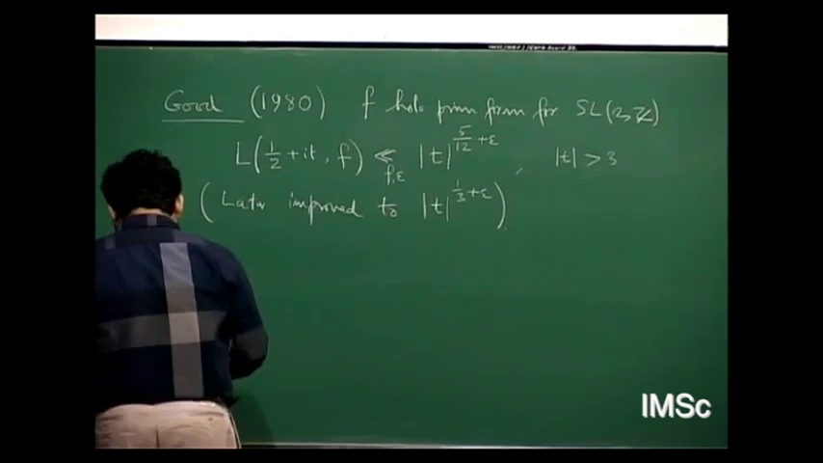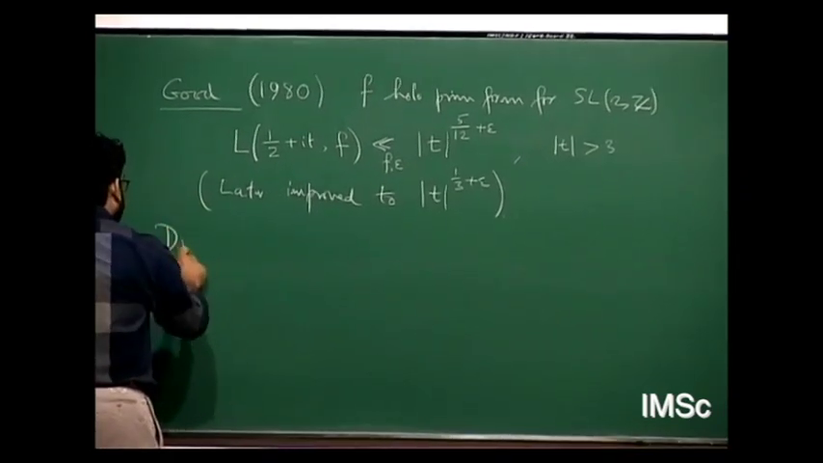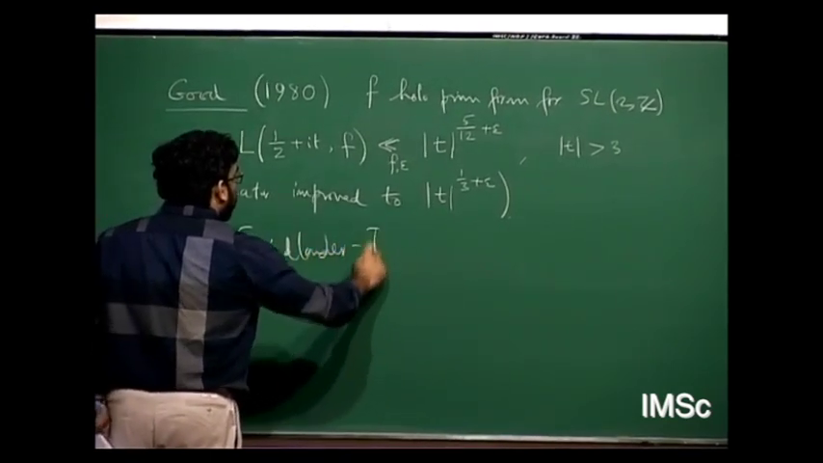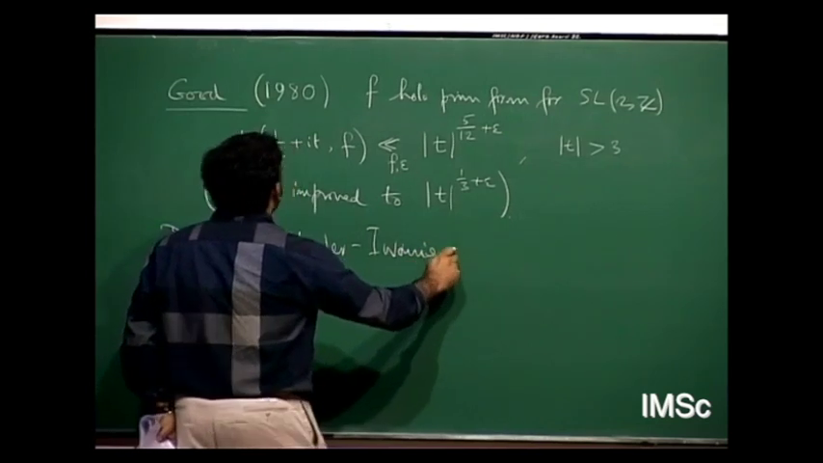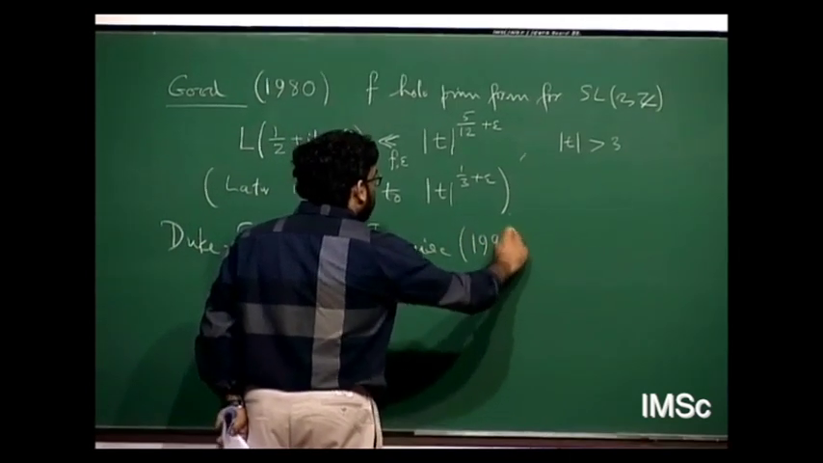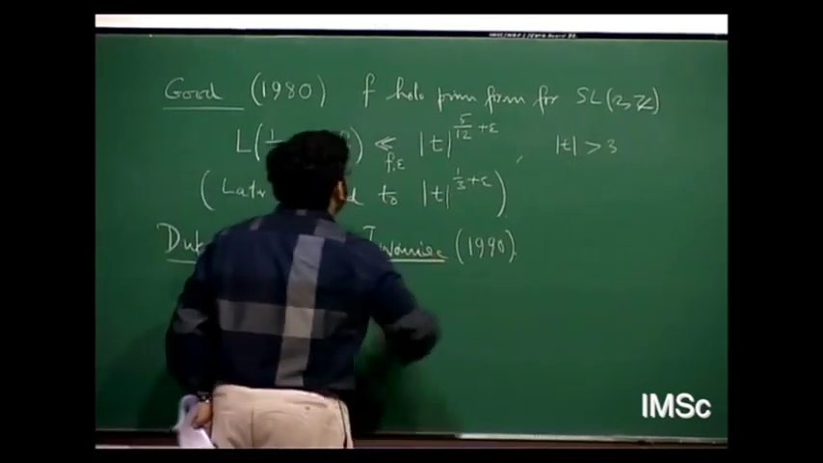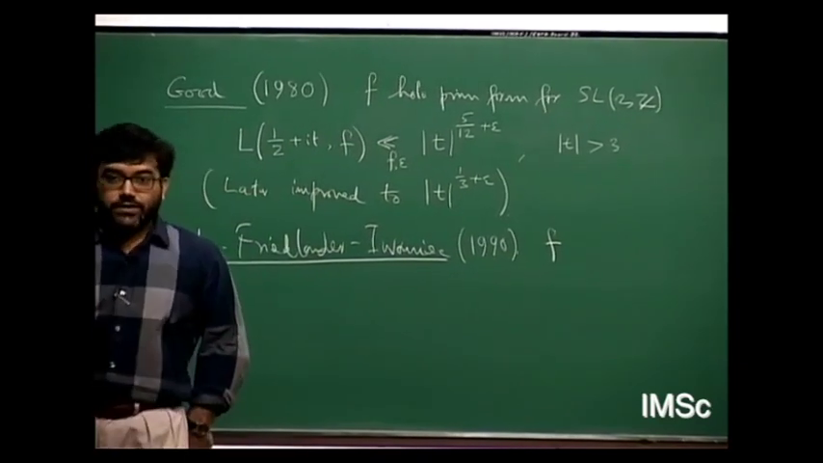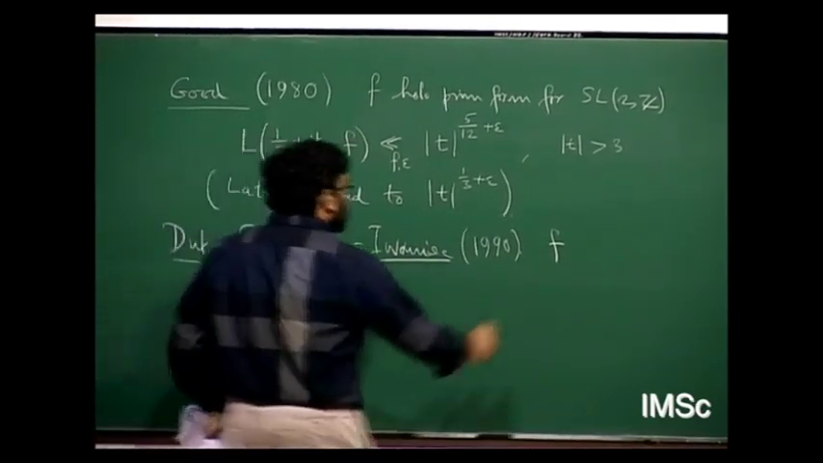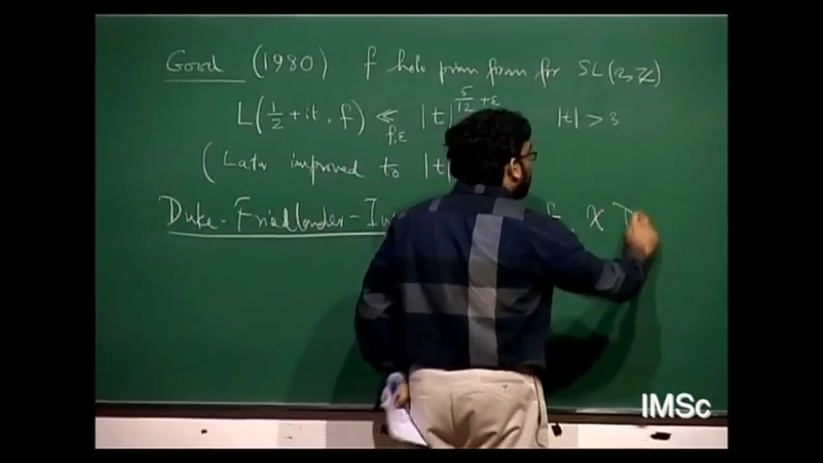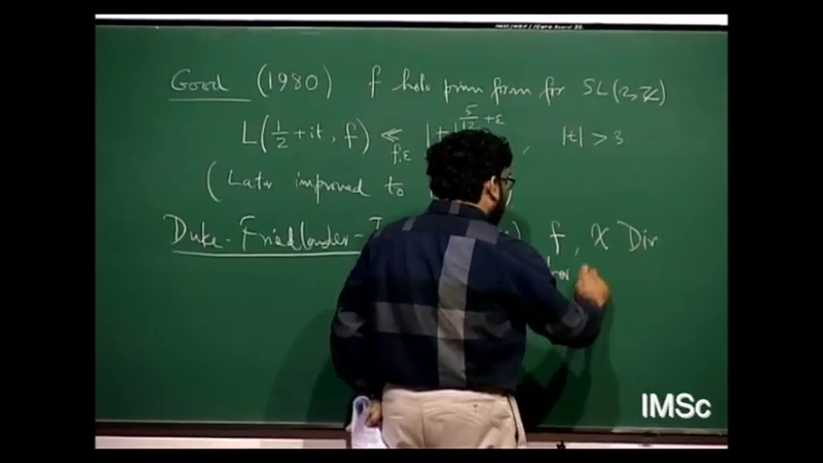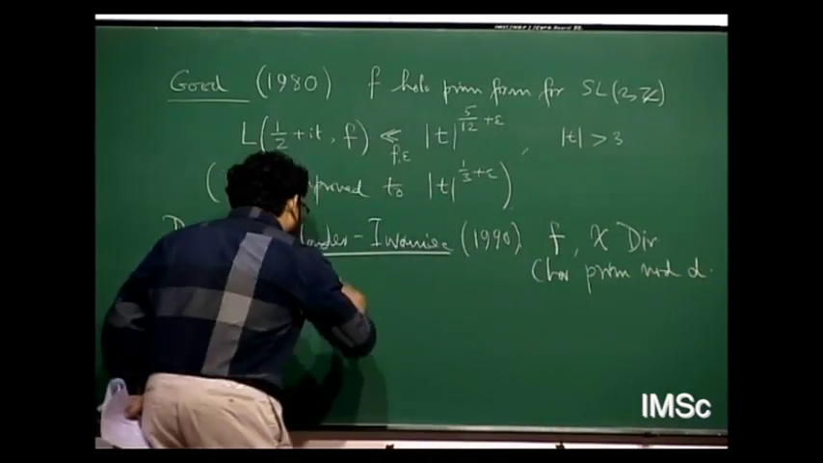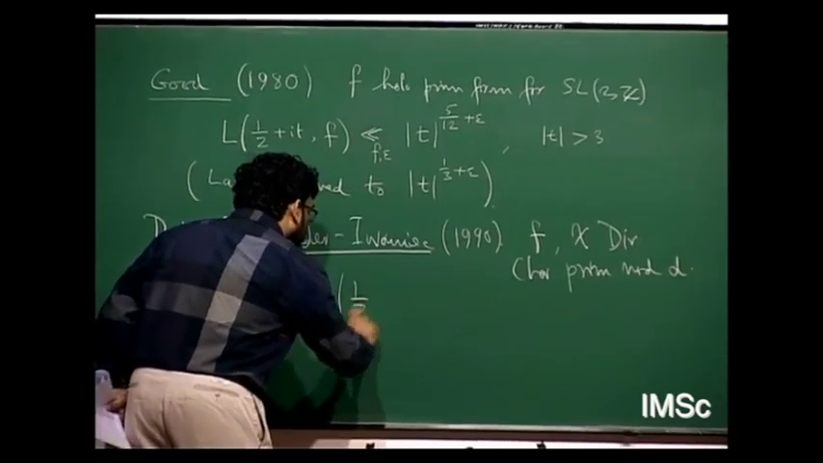And the other thing that I want to recall is the work of Duke, Friedlander, and Iwaniec. It's from around 1990, so roughly 10 years after Good. And they worked with the same f, holomorphic primitive form for SL2Z of some weight k, and let chi be a Dirichlet character, primitive modulo D, and look at the twisted L function at the center, 1/2.